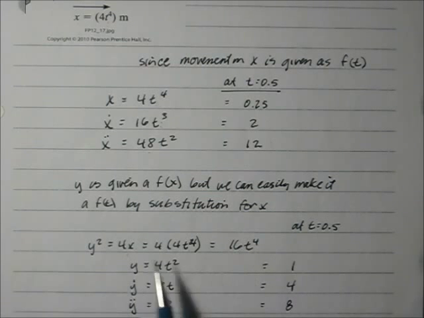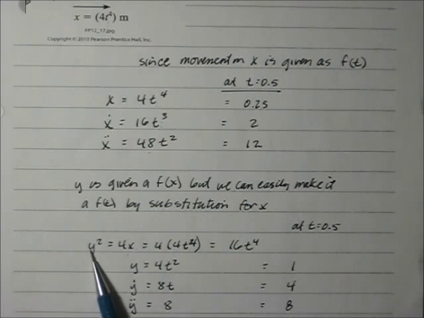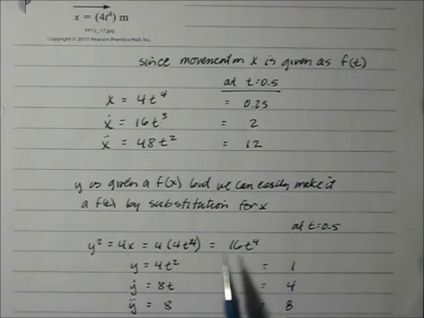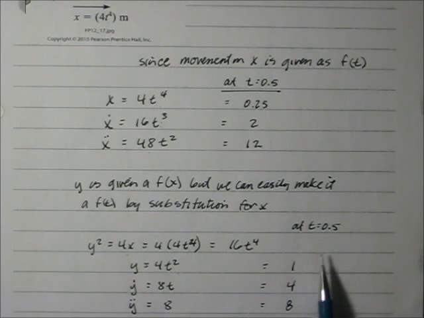Now that I have that, I can take the square root of both sides. That's kind of conveniently arranged here. I take the square root of y squared, I get y. Square root of 16t to the fourth, I get 4t squared. Now I have y as a simple function of time. Taking dy dt as y dot, taking y double dot again, and then evaluating those at t is equal to 0.5, I get those numbers, and so that makes it really, really easy.